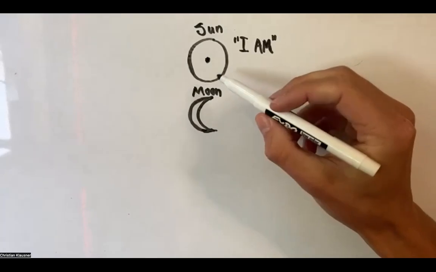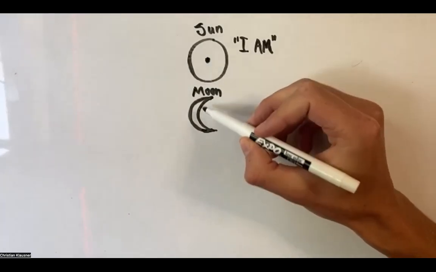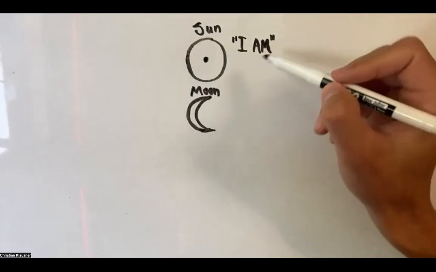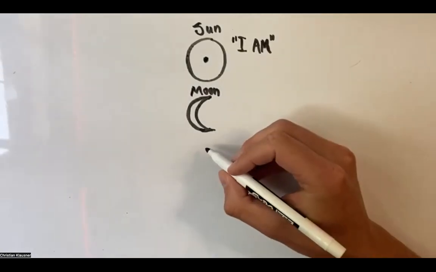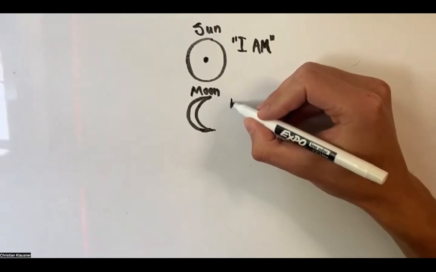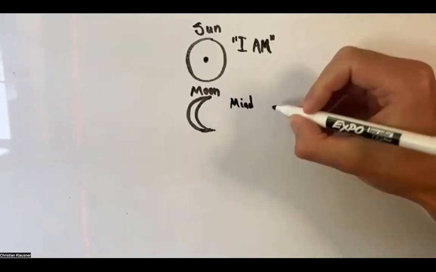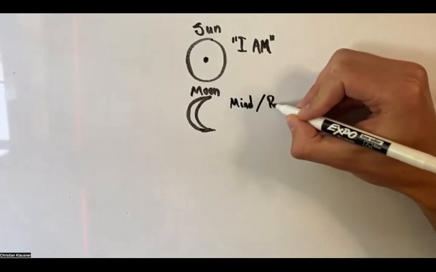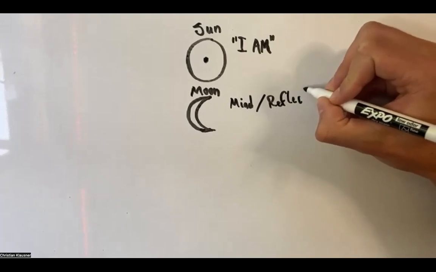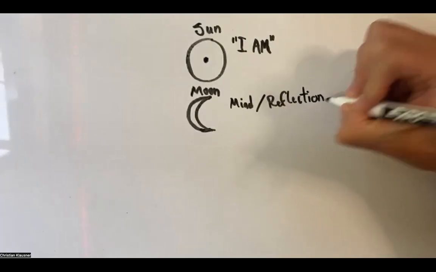But this is what the symbols mean. This is about reflection. This is about the pure source of consciousness, who you are. So the moon has to do with the mind and its reflection principle. Without the moon, it is said that there would be no physical world reflected.